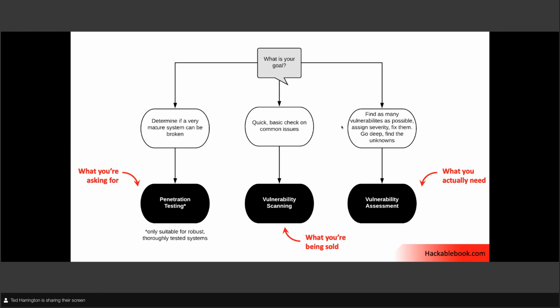Your goal is you need a quick, inexpensive check for common issues, then that's when you want to get your vulnerability scanning. If you want to actually improve the solution overall by finding your different vulnerabilities, ranking them by severity, and then having that plan for how to fix them and when to fix them, that's when you want to get your vulnerability assessment. So this is what you need to take away from this idea, right? Start with the goal, understand what you want to achieve, and make sure that whatever the approach is that you're implementing actually aligns to that goal.